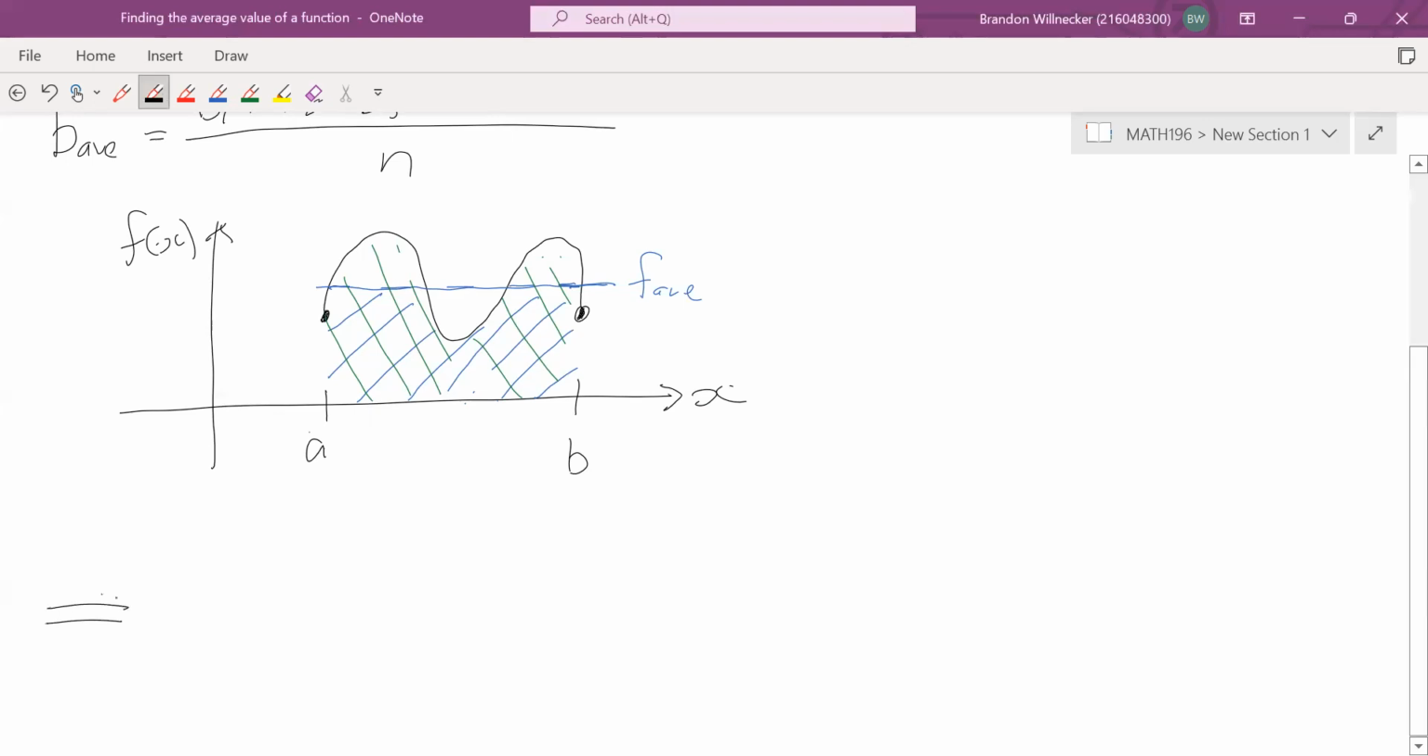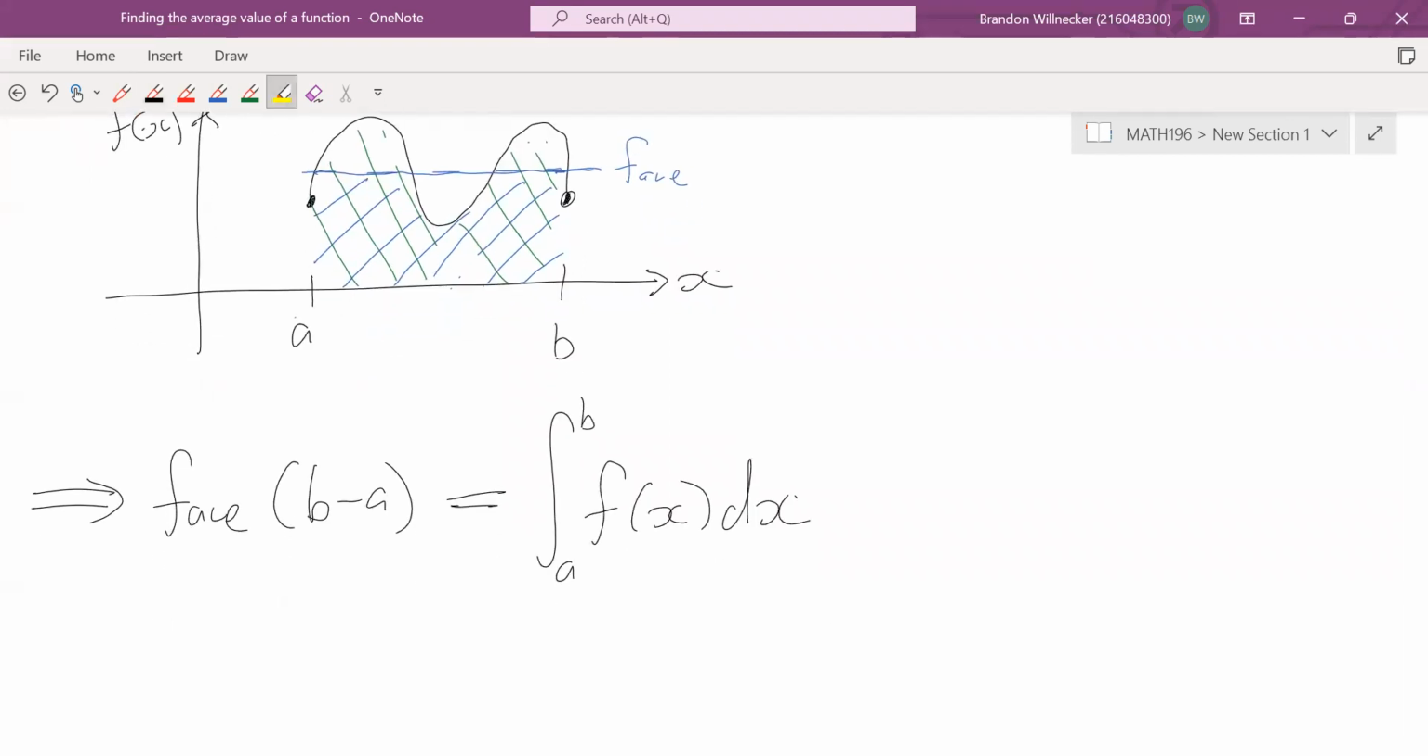So what does this give us? This gives us that the average function, which is a constant function, times b minus a, gives us the area because it's the height of the rectangle times the width. We want this to be equal to the area under the given function. Now we know the area under the given function is just the integral from a to b of that function.